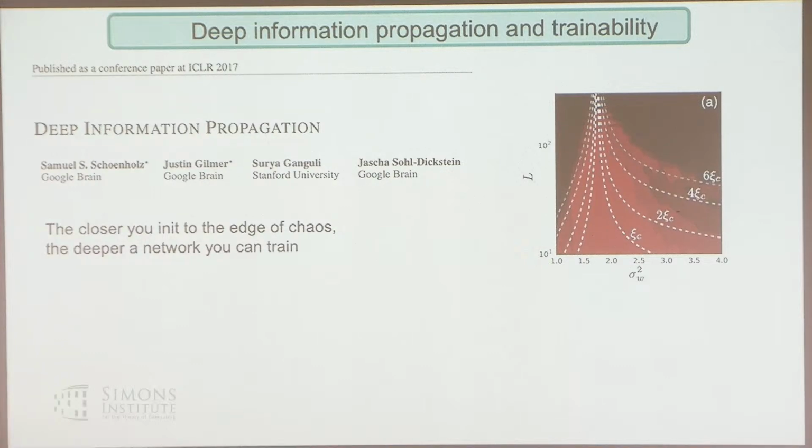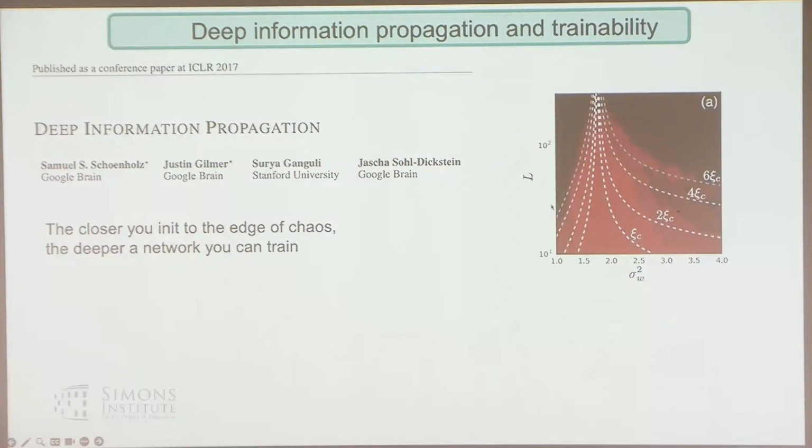So, now what are the practical implications of this? We showed in a later paper that the closer you initialize to the edge of chaos, the deeper a network you can train. What you're looking at here is a heat map of deep neural networks trained on CIFAR10. This is the variance of the weights. So large variance is chaos, small variance is ordered, and a finite variance, depending on what the biases are, is the critical variance.